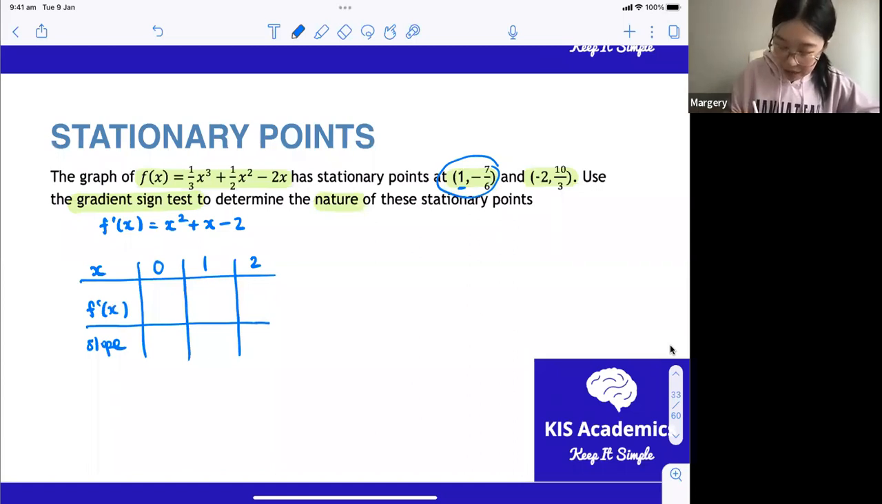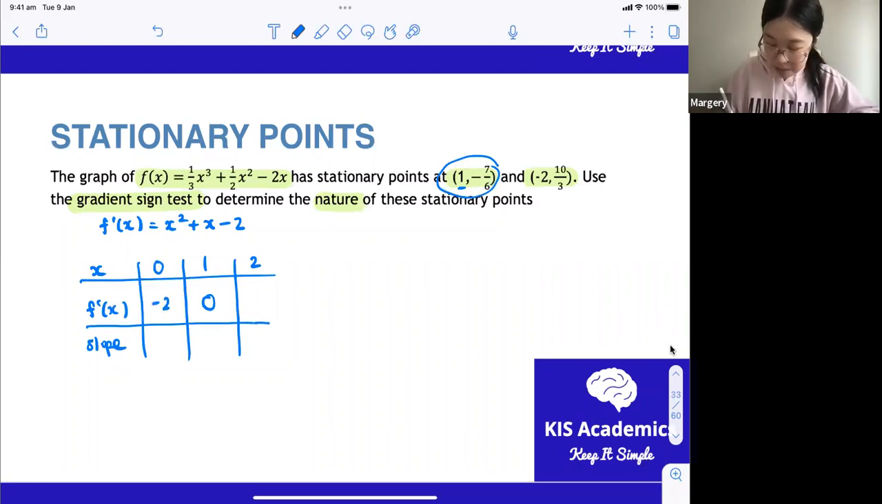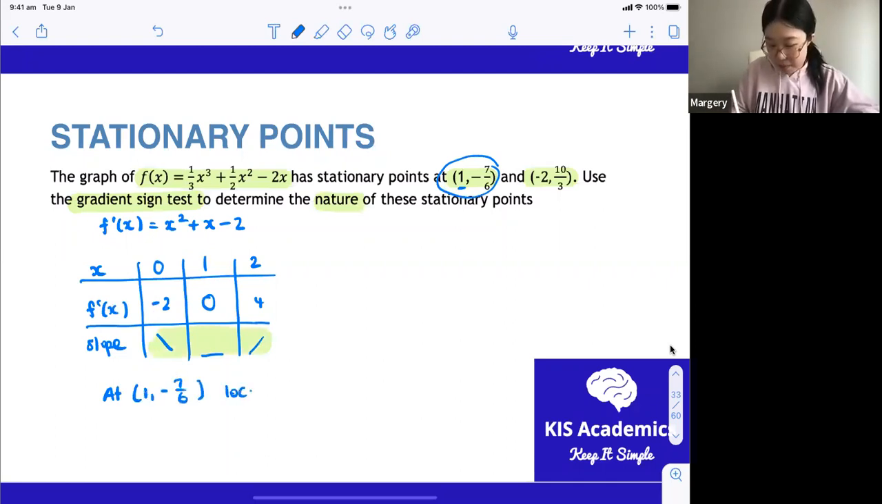We then substitute that into our f dash of x, our derivative function. We know, of course, when x equals 1, the derivative is 0 because that's a stationary point. And so when we substitute in 0, we get -2. When I substitute in 2, I end up getting 4. And so our slope is essentially what the line would look like. Because we have a -2 here, we've got a negative gradient. So it looks something like this. This is 0, so it would be a horizontal line, and 4 is a positive line over here. So basing this on here, we know that at this point, at (1, -7/6), I have a local minimum.